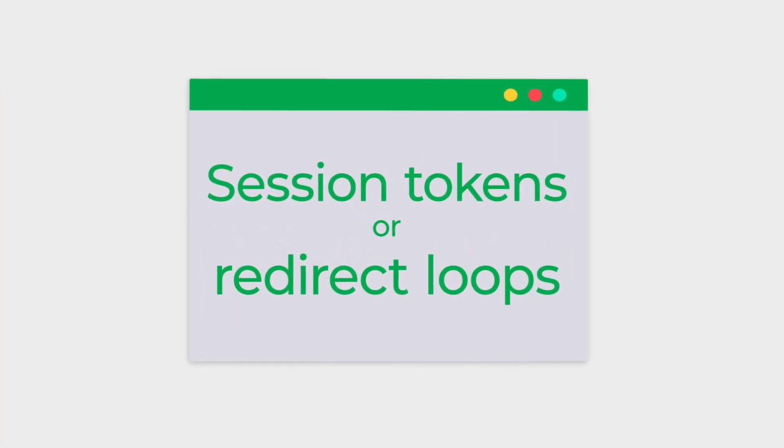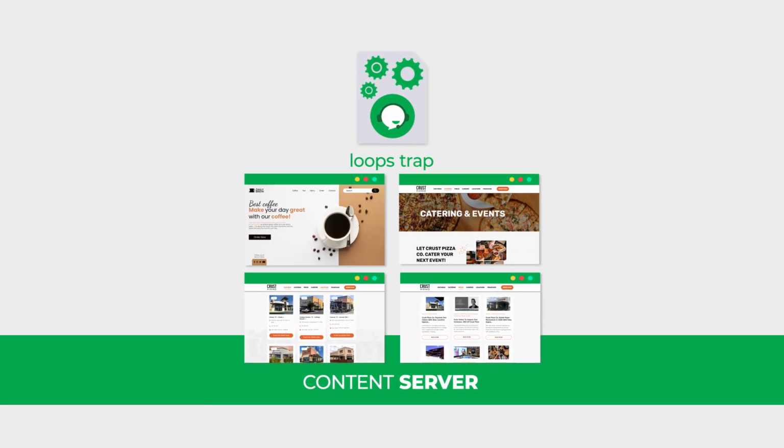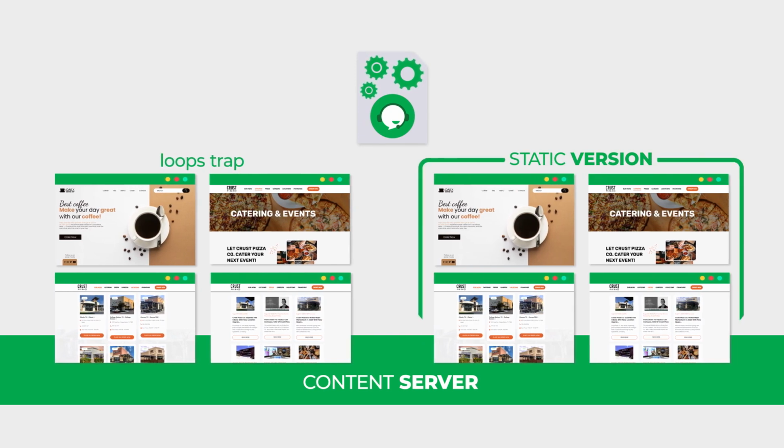Session tokens or redirect loops. Stateful flows and loops trap automated requests. To fix this, offer simple static versions of important pages that the crawler can fetch directly.